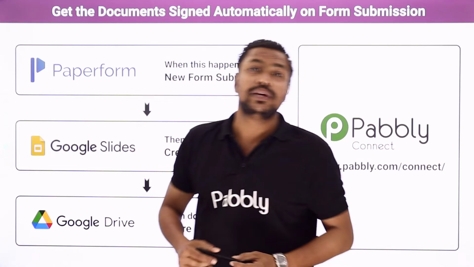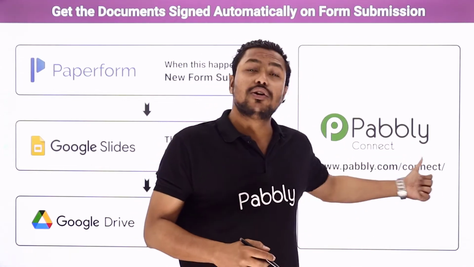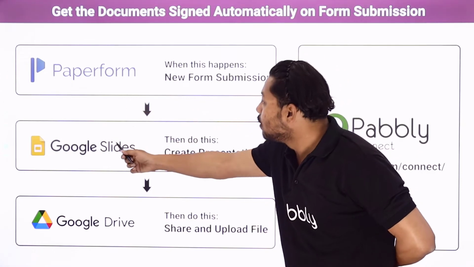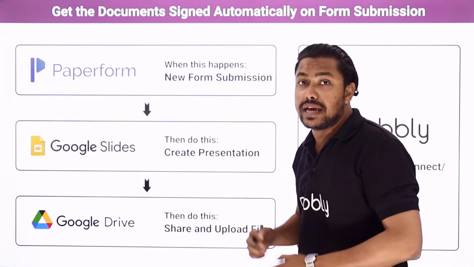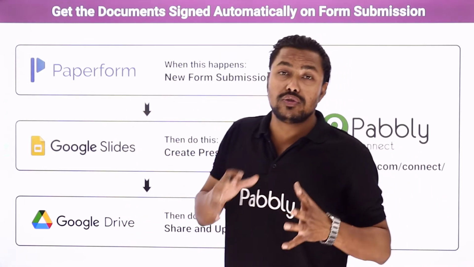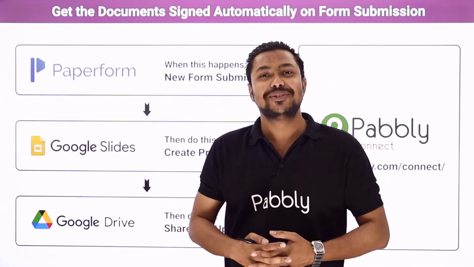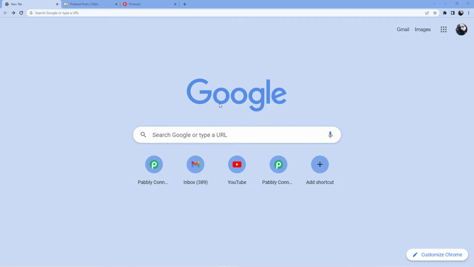Now to do this automation, we are going to use an integration and automation service, Pably Connect, which will help us connect Paperform, Google Slides and Google Drive together. Now if you want to learn how to do this very amazing and very useful automation, you have to come with me to the screen. And we are back at our screen.